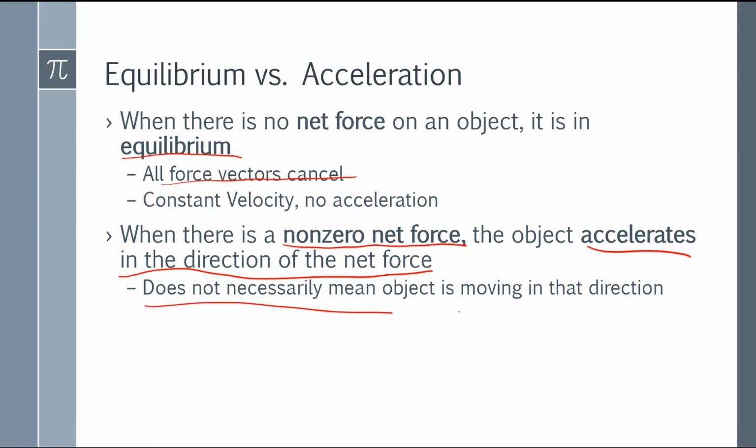Now, this doesn't mean the object is moving in that direction. For example, something slowing down due to friction. It might be moving to the right, but it's slowing down. The force on it is to the left, and so it's going to slow down. The acceleration is to the left in that case.